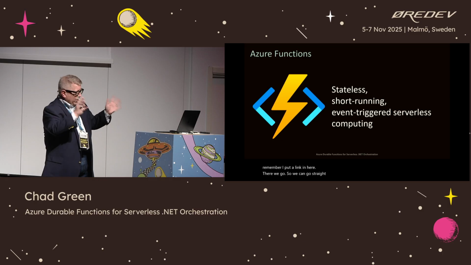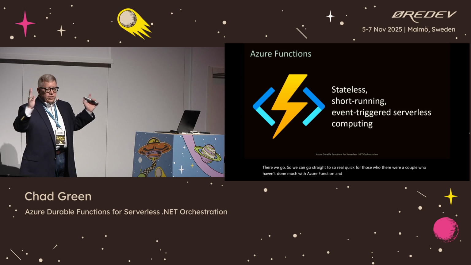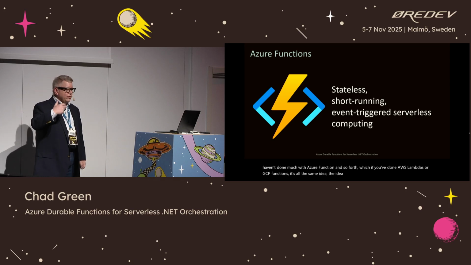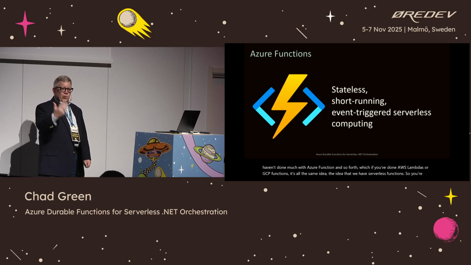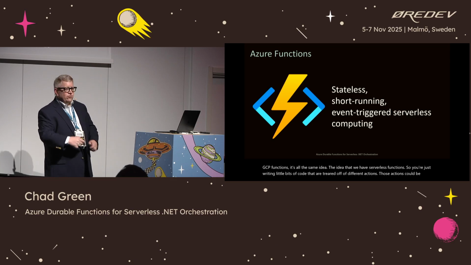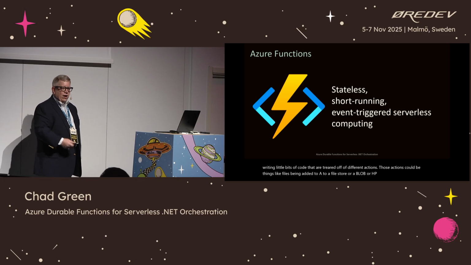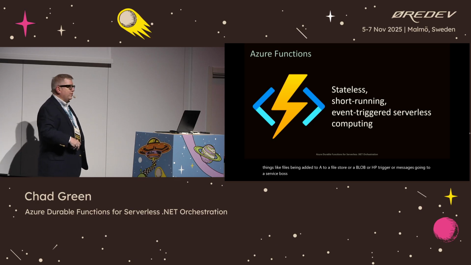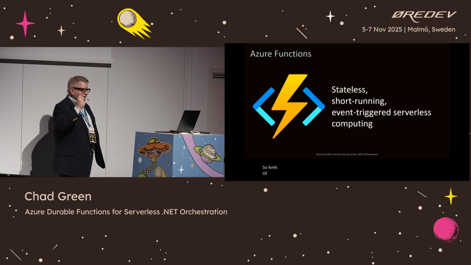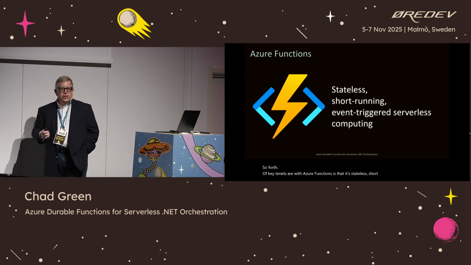So real quick, for those who haven't done much with Azure Functions and so forth, if you've done AWS Lambdas or GCP functions, it's all the same idea. The idea that we have serverless functions. So you're just writing little bits of code that are triggered off of different actions. And those actions could be things like files being added to a file store, or a blob, or an HTTP trigger, or messages going to a service bus or to SQS if you're inside of AWS and so forth. But the key tenets with Azure Functions are that it's stateless, short-running, event-triggered serverless computing.